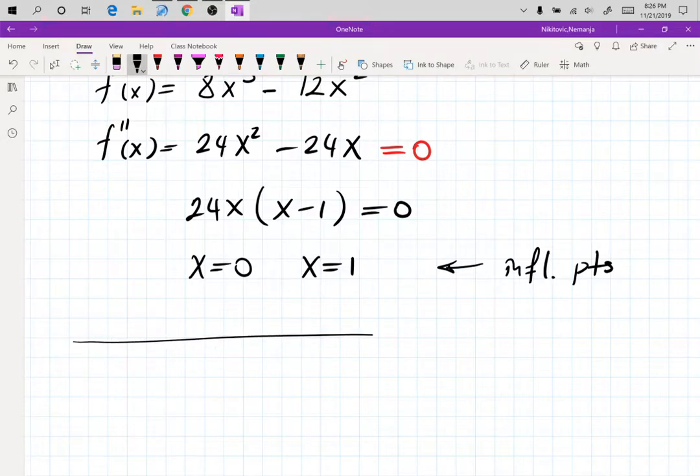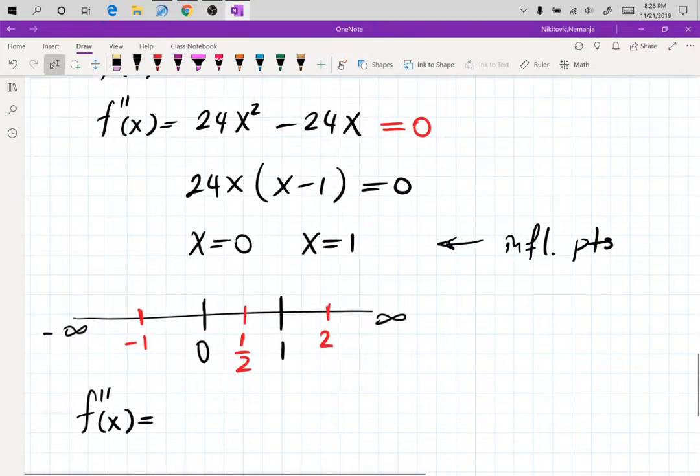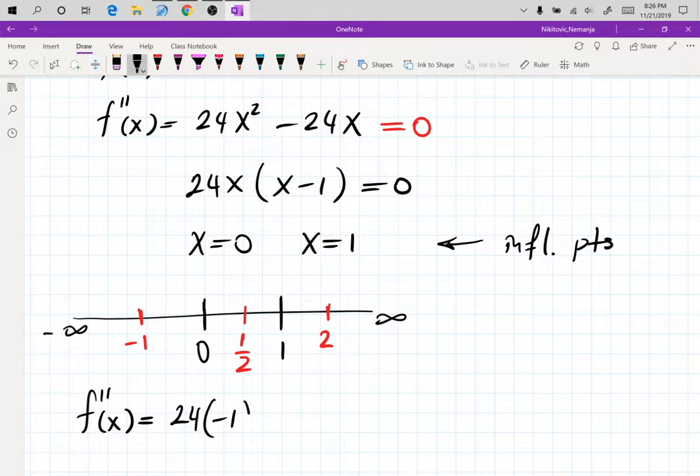Partitioning for this problem is done between negative infinity and positive infinity, making stops at 0 and 1. We are supposed to pick 3 test points, and we'll pick negative 1, 1/2, and 2. We're going to run second derivative test, and the second derivative at negative 1 is, oops, supposed to say f double prime of negative 1. There we go. So 24 negative 1 squared minus 24 times negative 1.